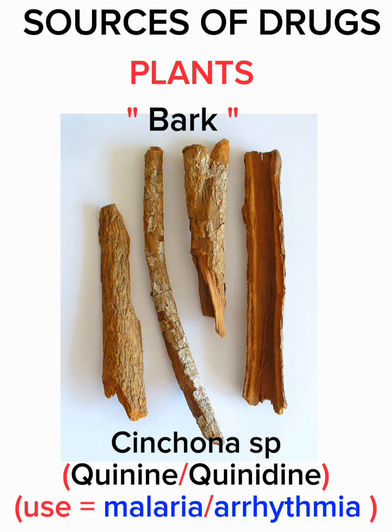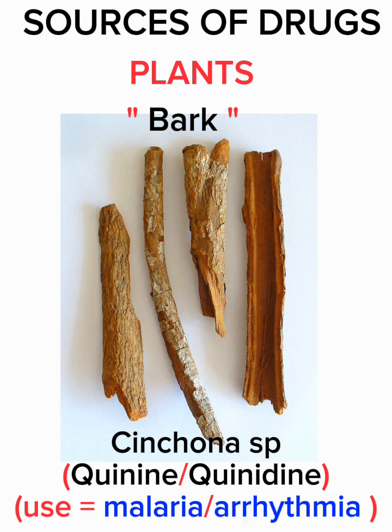And then from the bark we can have cinchona. From the cinchona bark, we can derive 2 very common drugs, at least one of them is common. We can derive quinine and quinidine. Quinine and quinidine are both antimalarial drugs. However, quinidine also has some antiarrhythmic properties.